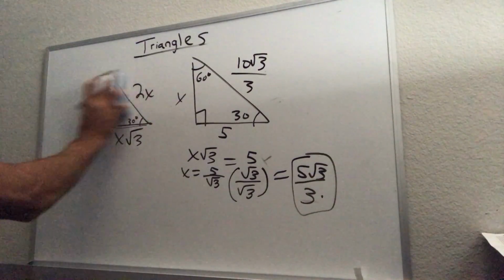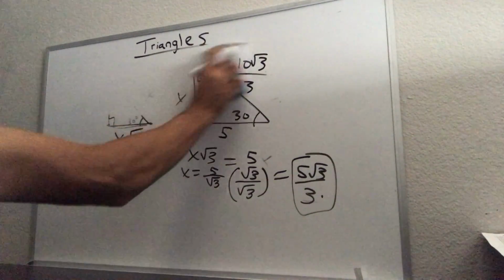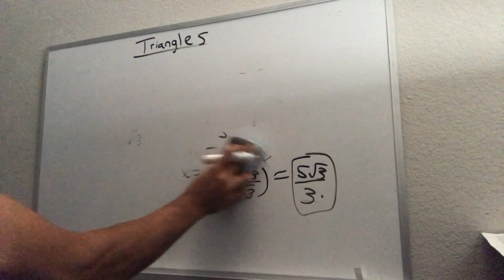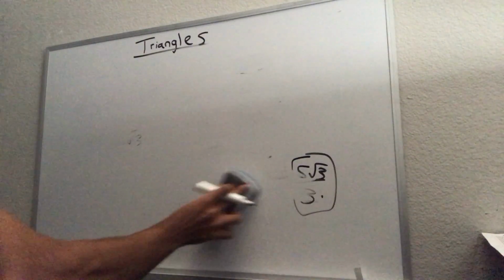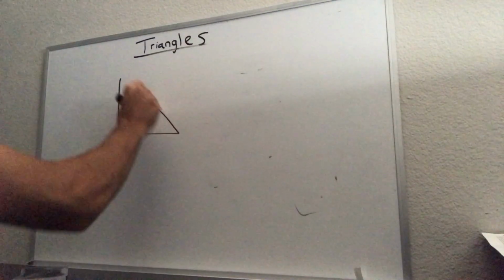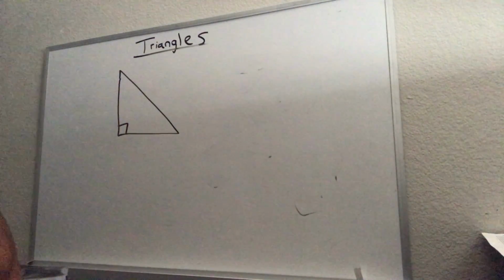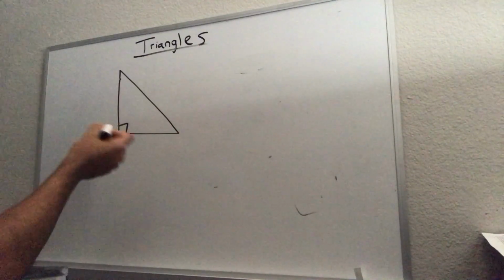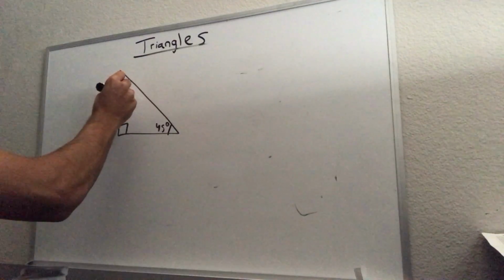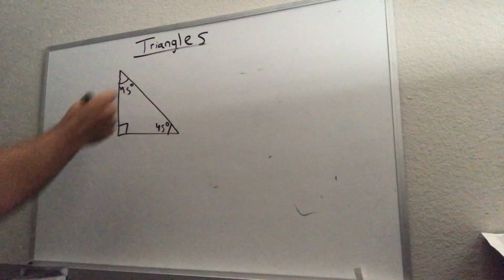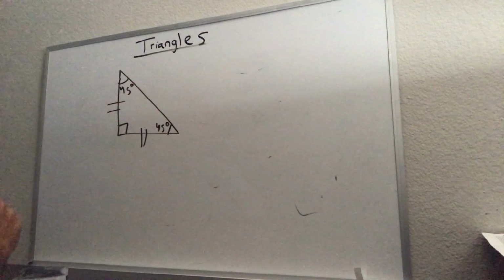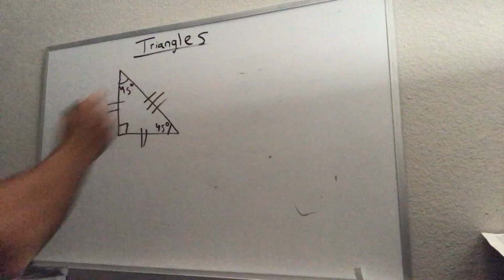Now there's another special case that I'll be going over, and it's a 45, 45, 90 triangle. So here's the triangle. That's 90 degrees, and it's a 90, 45, 45. Well, if these are 45 and this is 90, this indicates that these two side lengths must be equal, and of course this is the longest side.